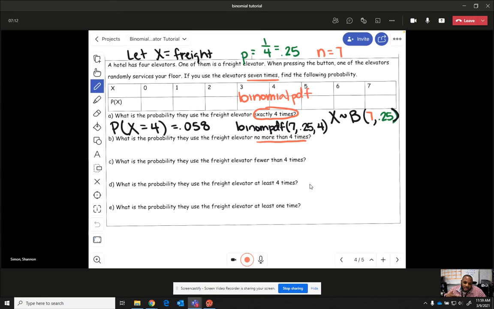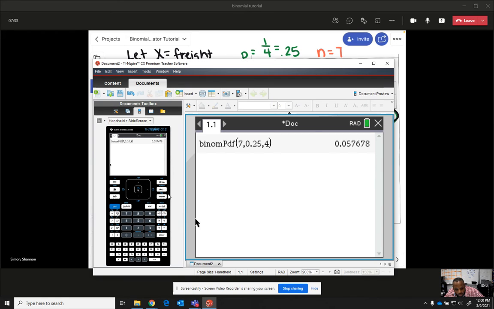On the next problem, they want to know you use it no more than 4 times. Anytime they say something that is not exactly, anything else that is not exactly, we use what's called the CDF, the cumulative function. No more than 4 means it can be 0, 1, 2, 3, or 4, but it can't be more than that. So we write that as no more than 4 means x less than or equal to 4.